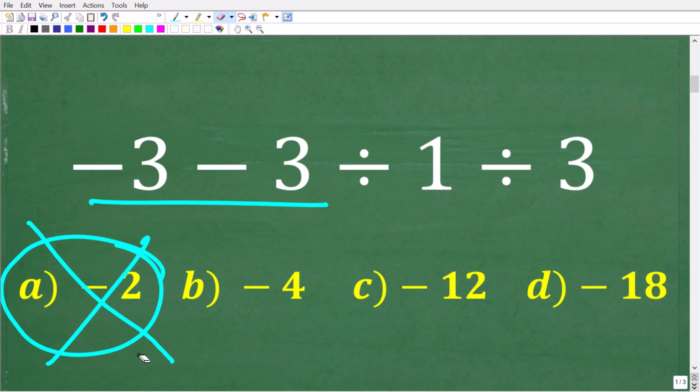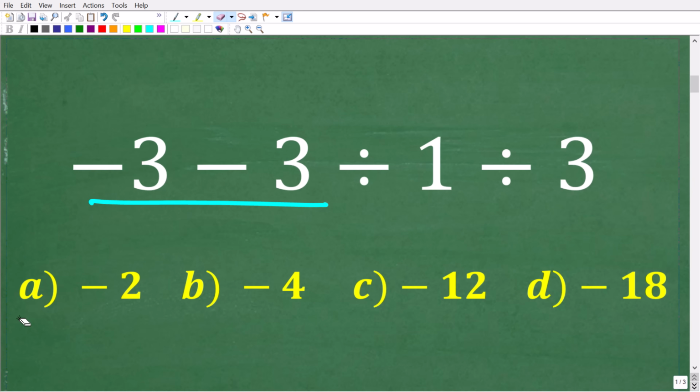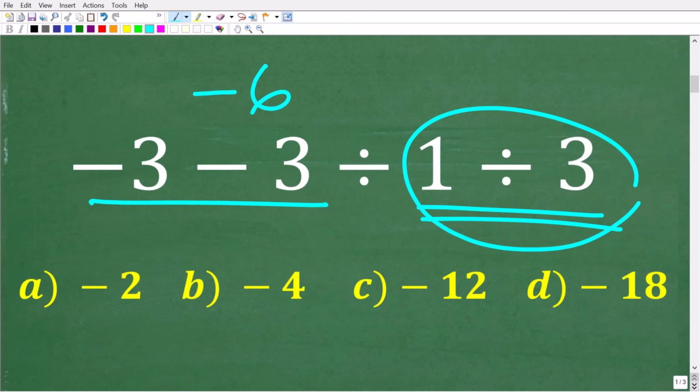But let's take a look at some other ways to do this problem. Okay, so someone could say, well, -3 minus 3 is -6, and that's pretty good. But maybe they looked at this part of the problem and said, well, 1 divided by 3, well, this is a fraction. So maybe they thought about the problem this way. So we have -6 divided by maybe the fraction 1/3. Okay, so this is another approach.